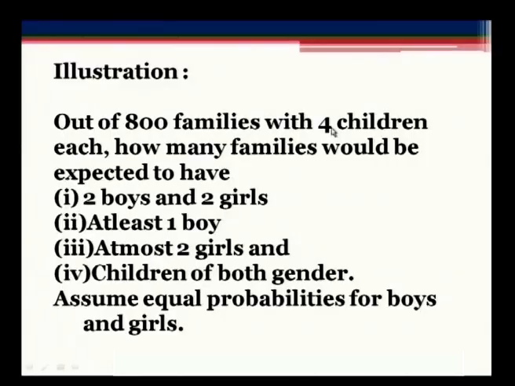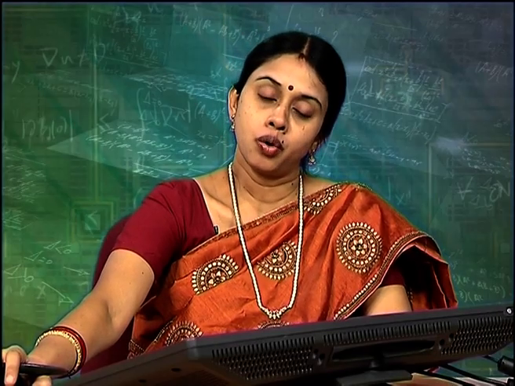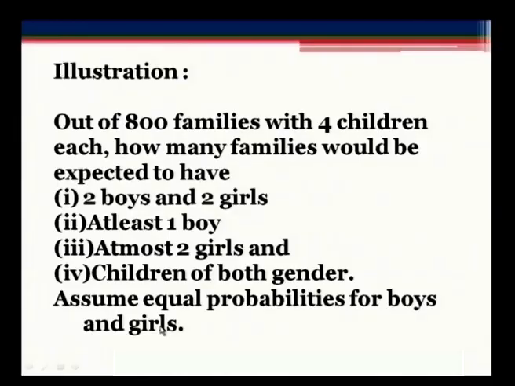Here also, out of 4 children, when you are asked to find the probability of 2 boys, the 2 girls are obvious. And at least 1 boy, at most 2 girls, and children of both genders you must find out. Assume equal probabilities for boys and girls. When you have this hint, equal probabilities for boys and girls, it means it is following binomial distribution, because P plus Q is equal to 1, right?